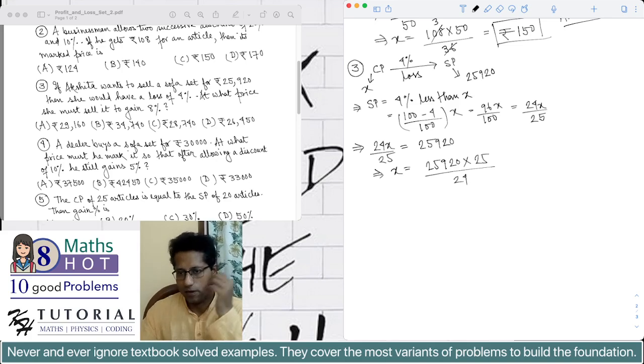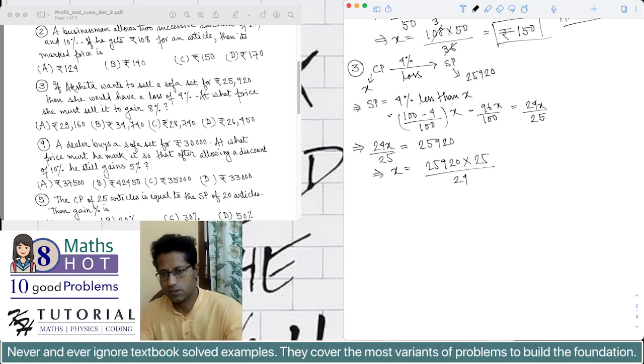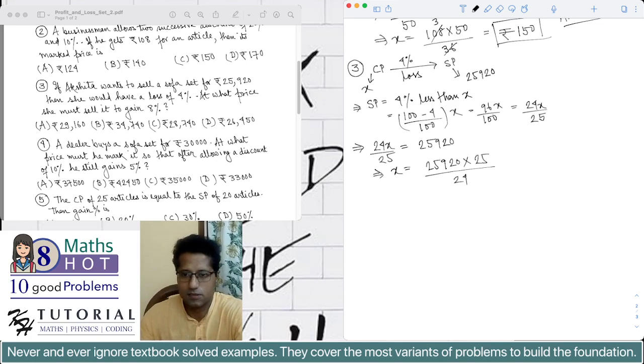Now it is not necessary to simplify the value of X. Let the value of X be in this form, because it will help in doing the calculation in the future steps, in doing the cancellation. Now it is asking at what price she must sell it to gain 8%.